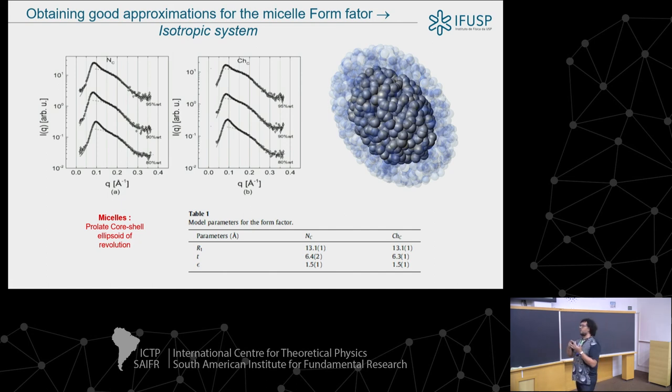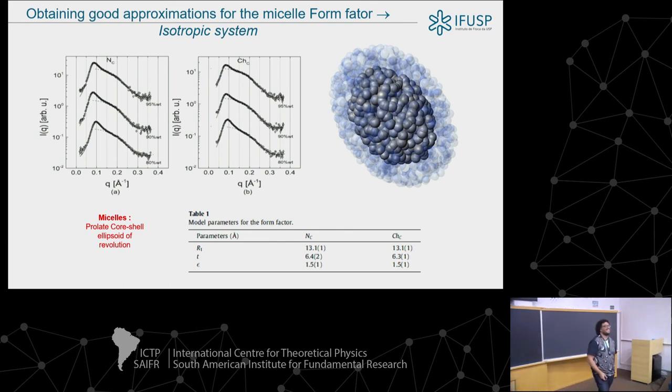SAXS data is low resolution and usually low information. So you have to combine this with several other experimental data in order to really have a high degree of fitness on what you have. But you are right, you really have to be careful in this way, okay?